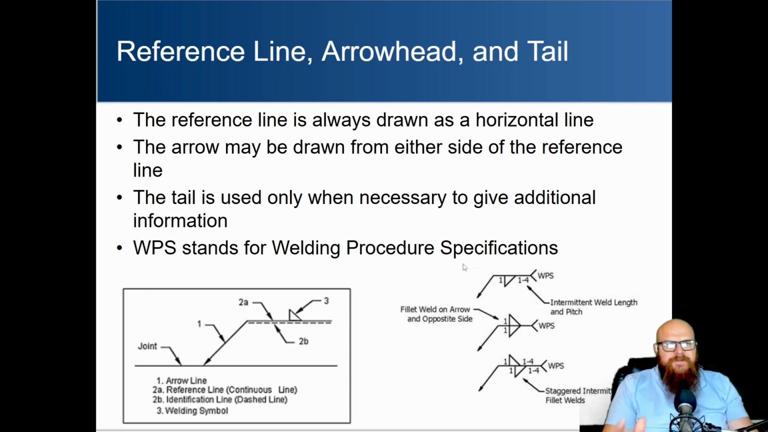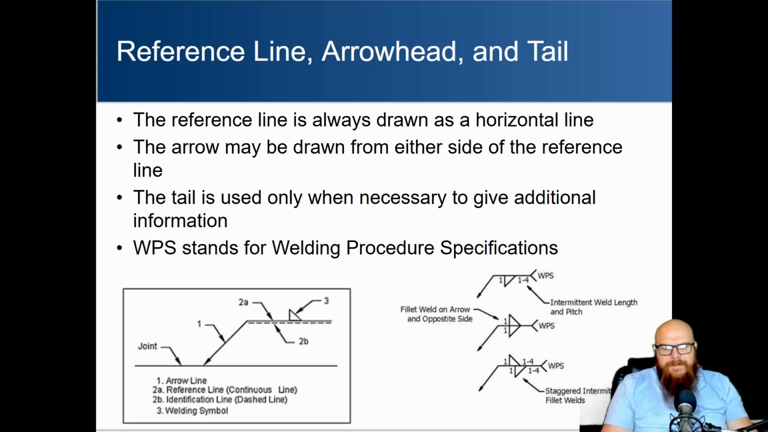So probably the first thing that we need to think about is there's really three components to it. You have the reference line, the arrowhead, and the tail. So the reference line is going to be that horizontal line that's going to be drawn across. And every time on any one of these drawings, you're going to see a horizontal line. The arrow is also going to be a very important and vital part to the weld, so like where the weld is going to be at. And the tail, if you see the tail, is typically going to be used to tell you any other information. It could be a multitude of different things.